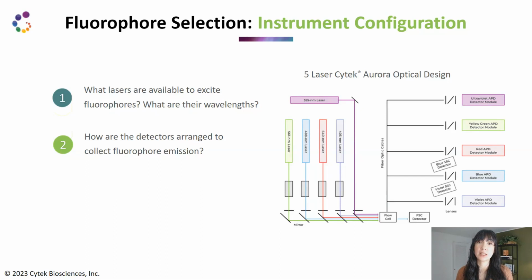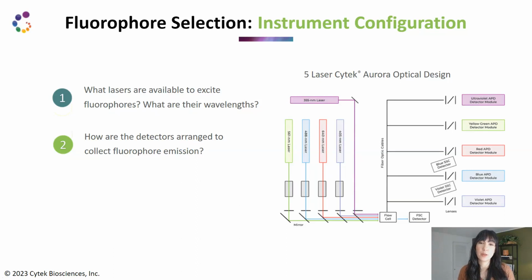The first has to do with the lasers. So what lasers are available to excite the fluorochromes that you're going to be selecting. Typically, the information we want to know there is the wavelengths of each laser. And then the second question has to do with how the instrument is going to be detecting these fluorochromes. And so this is probably the only point where I'm going to mention a difference between a conventional cytometer and a spectral cytometer, because those are configured a little bit differently.